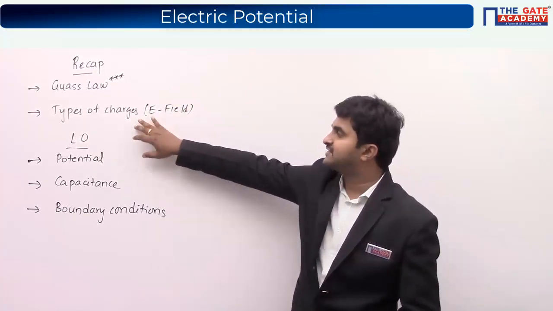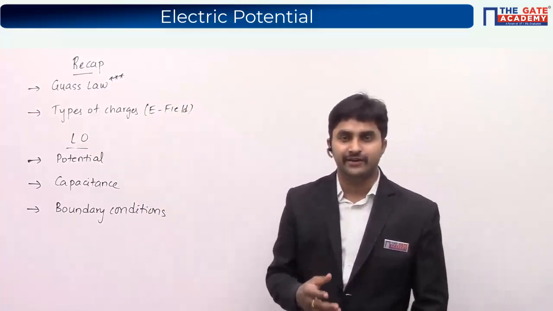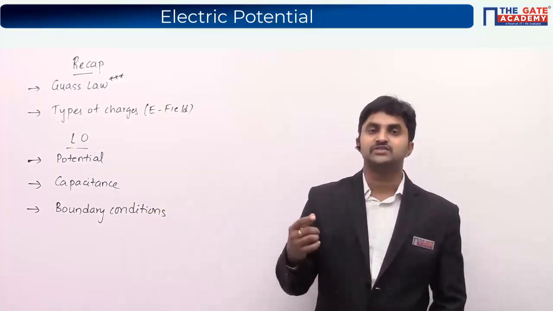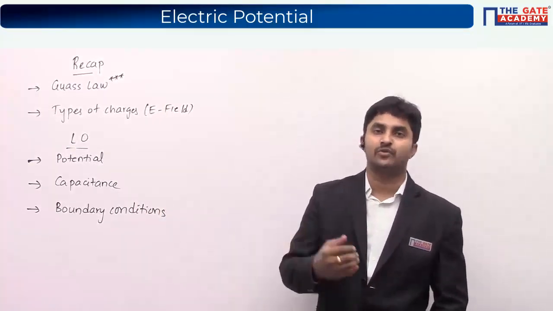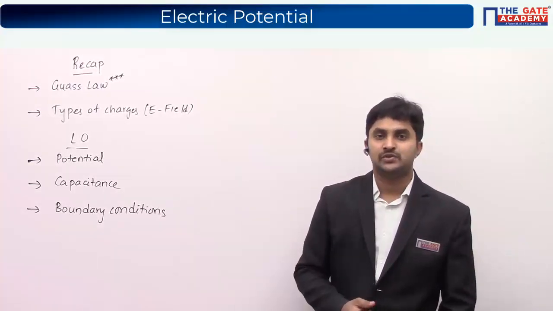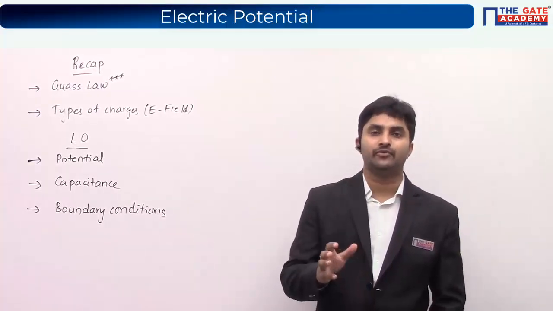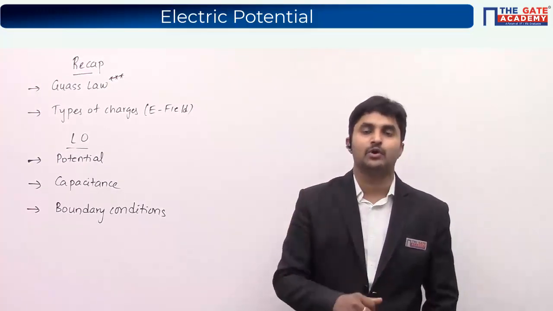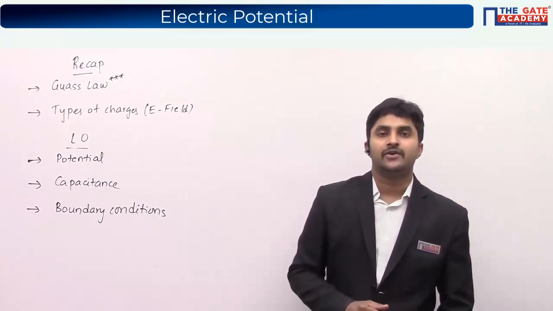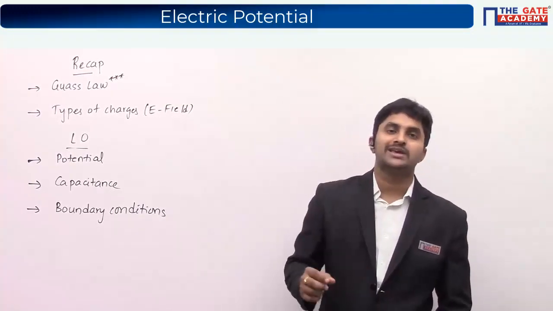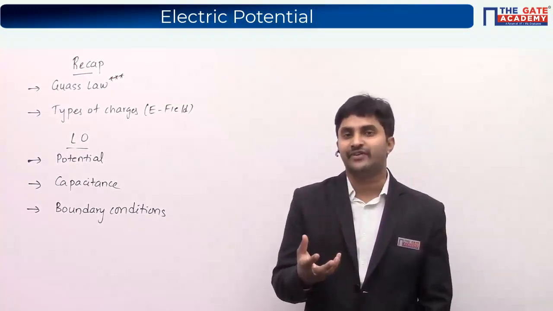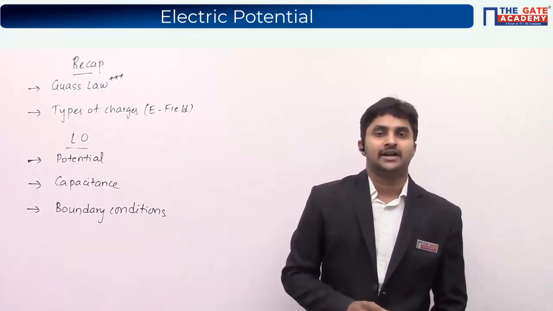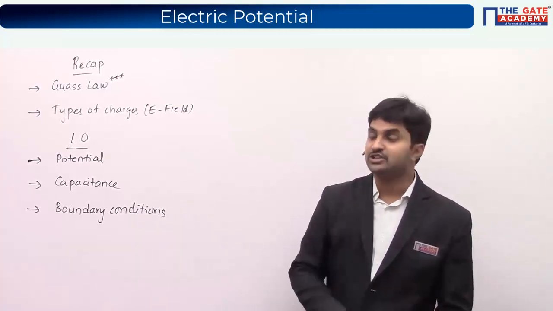So that law becomes very important to find the electric field and flux density. And we have also discussed how to find the electric field for different configurations of charges, whether it is a point charge, a line charge, a surface charge, or a volume charge. Lastly, we discussed the concept of a volume charge, especially a spherical volume charge, where we considered two cases: the electric field within that charge, and the electric field outside that charge.